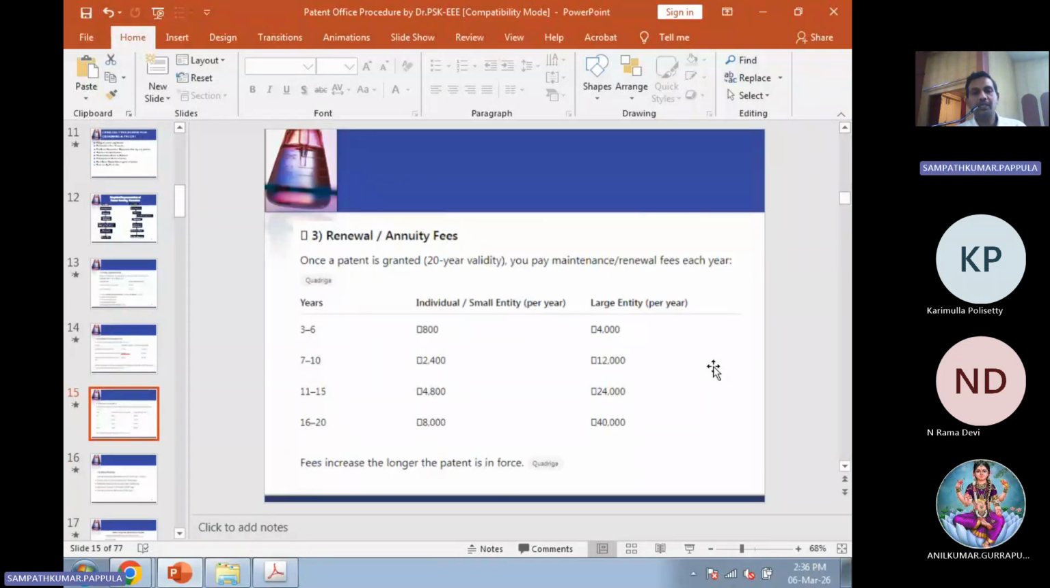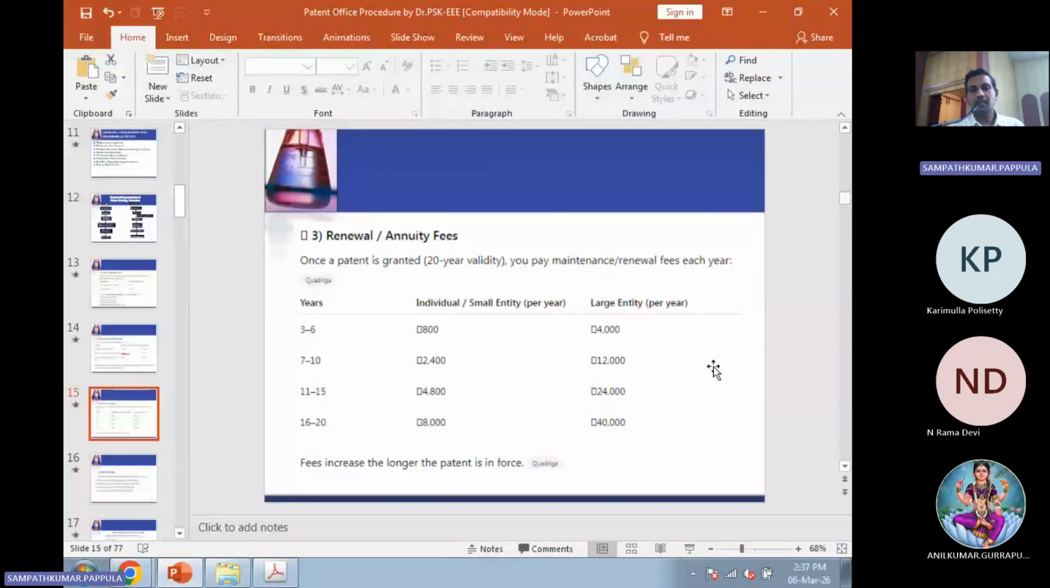So again, the renewal after completion of the total thing. If you want to renew your patents, I already said 20 years is the maximum period of your idea. So for 3 to 6 years, for an individual, you need to pay 800 again, and for 7 to 10 years, the charge is 2400, 11 to 15 and 16 to 20, and so on up to 8000 like that. If it is the large entities, you need to pay 40,000 also.